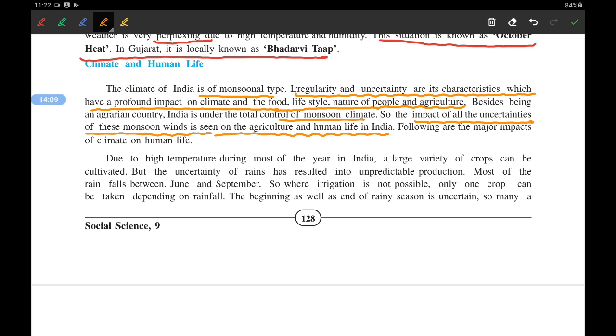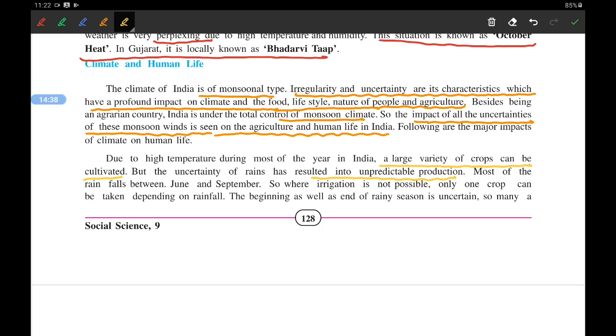Human lifestyle is greatly affected by the monsoon in India. Following are the impacts of it. Due to the high temperature most of the year in India, a large variety of crops can be cultivated. First, a large variety of crops can be cultivated. Second, the uncertainty of the rains has resulted in unpredictable production. Sometimes when there is good rain, the amount of agriculture is good. When there is low rain, the amount of agriculture is low.